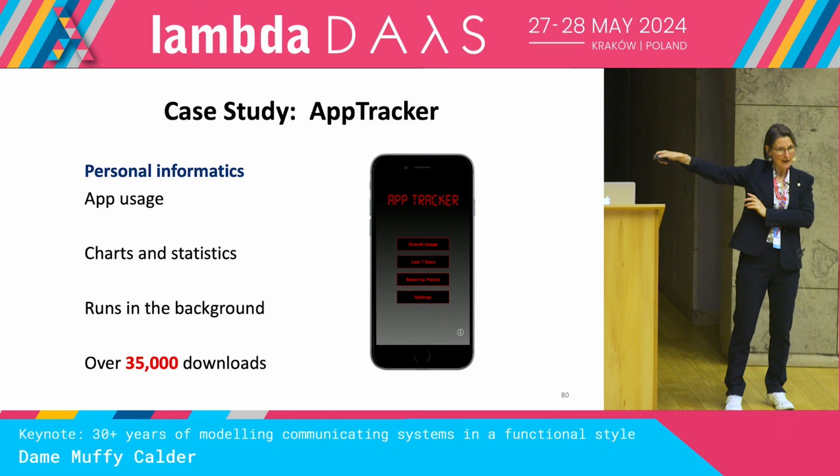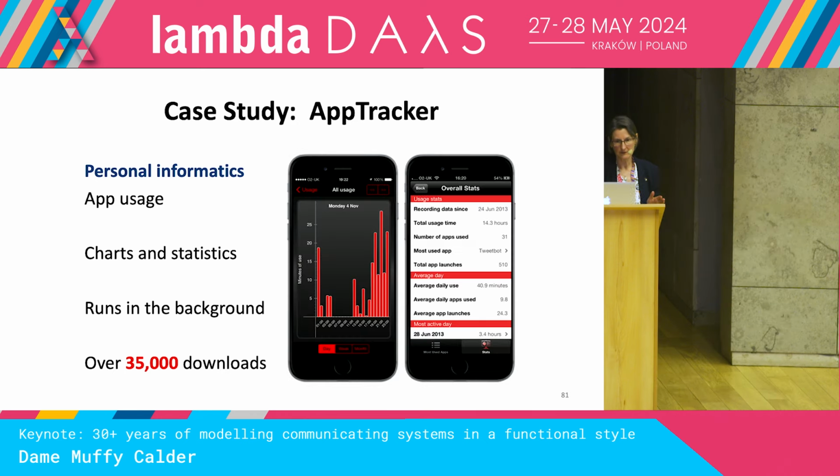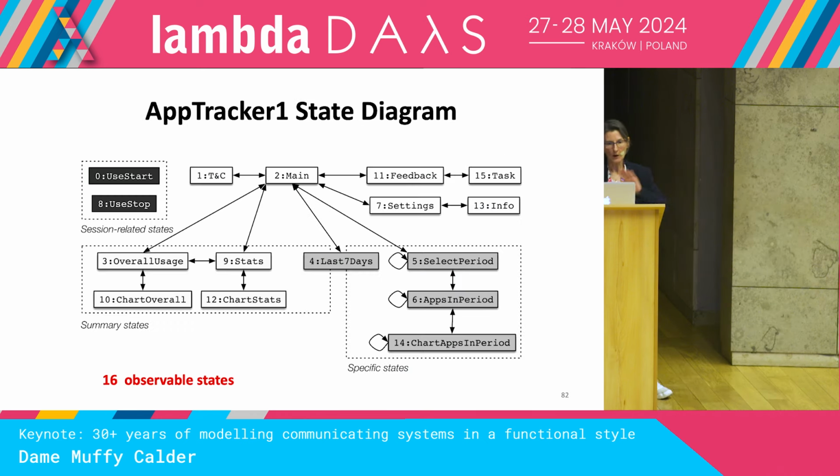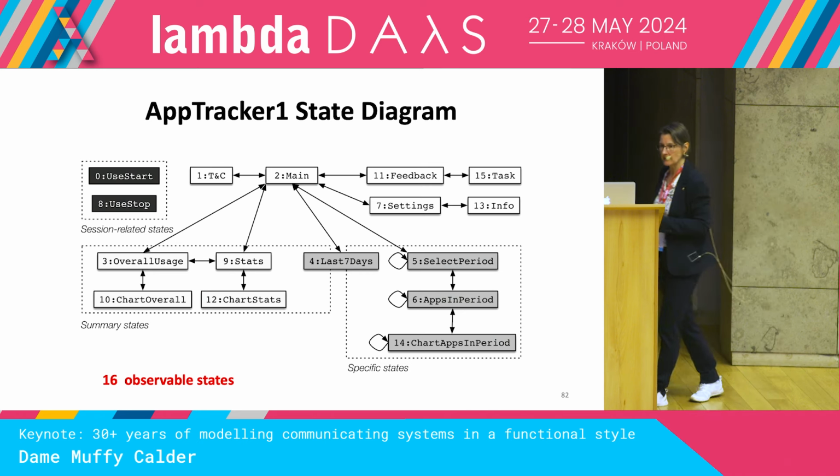So this is not a trivial experiment. This is real stuff in the wild. So we took user logs from these downloads. There's just some more display. So, the underlying state space: there are 16 high-level states. That's all you need to know.